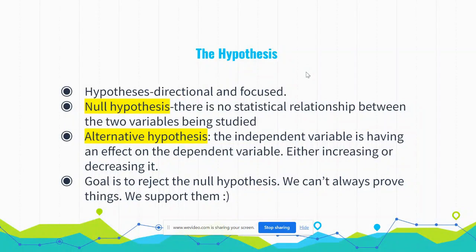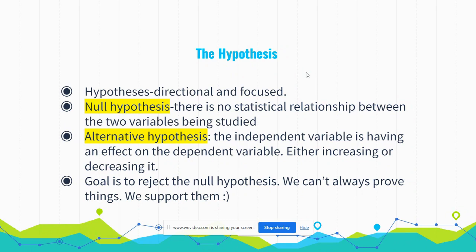Starting off with the hypothesis, it can be right or wrong. In actual research, we have to talk about the null hypothesis. Null means zero. The null hypothesis means I can't prove that X causes Y. Instead, I can only show that X and Y are definitely related.